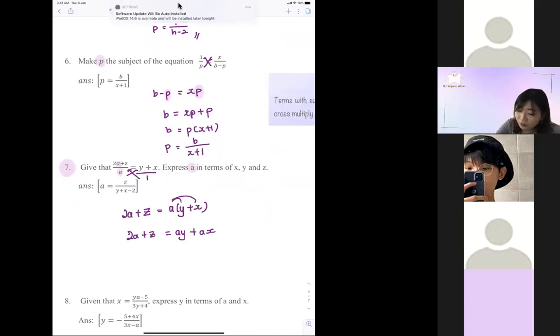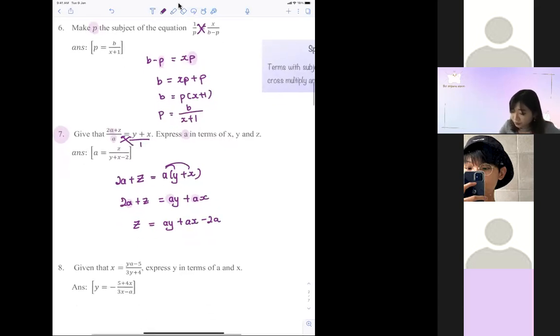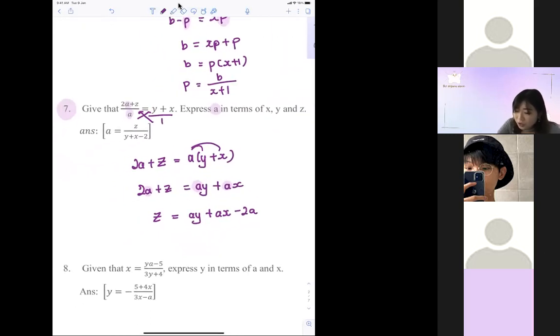Okay, then you identify your subject again. So A is here, and here. So subject one side, no subject one side. Everything with A one side, everything without A one side, you just have to shift this one plus over to become minus. So Z equals AY plus AX minus 2A. Once all of your A is one side, you know it's the second last step really. You just have to factorize A out. And then the bracket, this is times, bring over, divide.